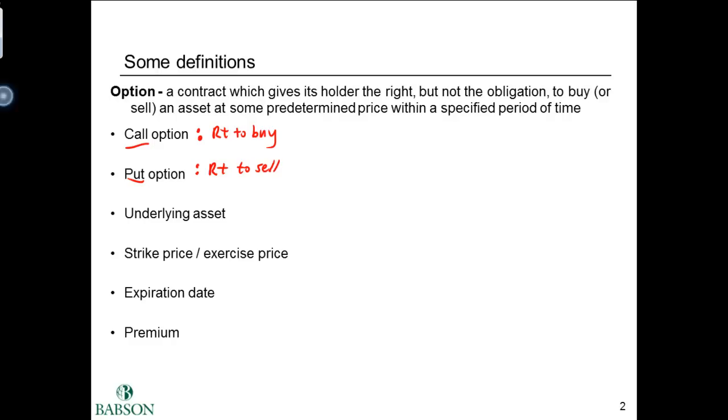We also have to identify what the thing is that you have the right to buy or sell. Typically, these are stocks, bonds, foreign exchange, commodities such as oil. Bonds can also include things related to interest rates. Those are the biggest items that there are options that are traded for.